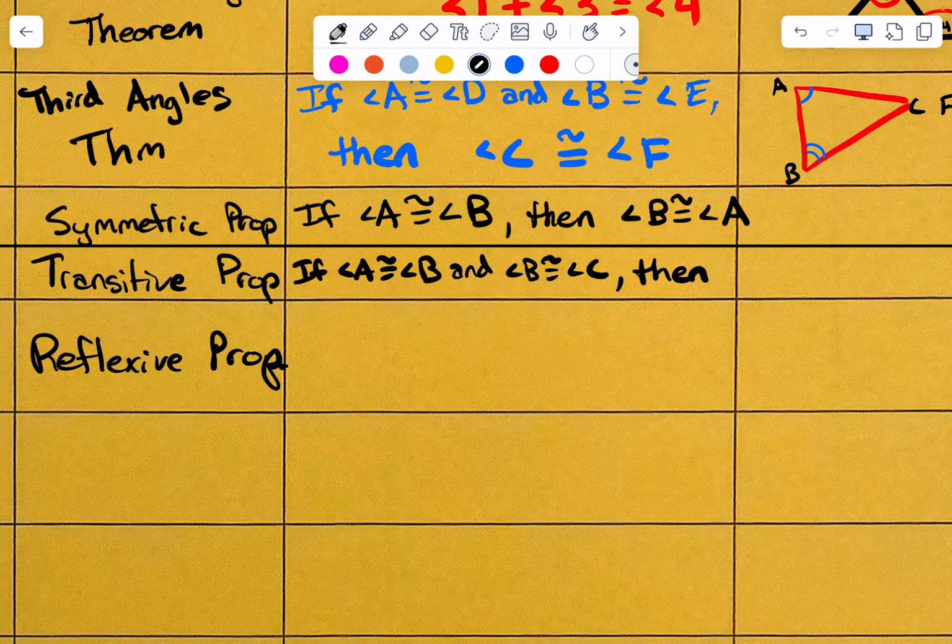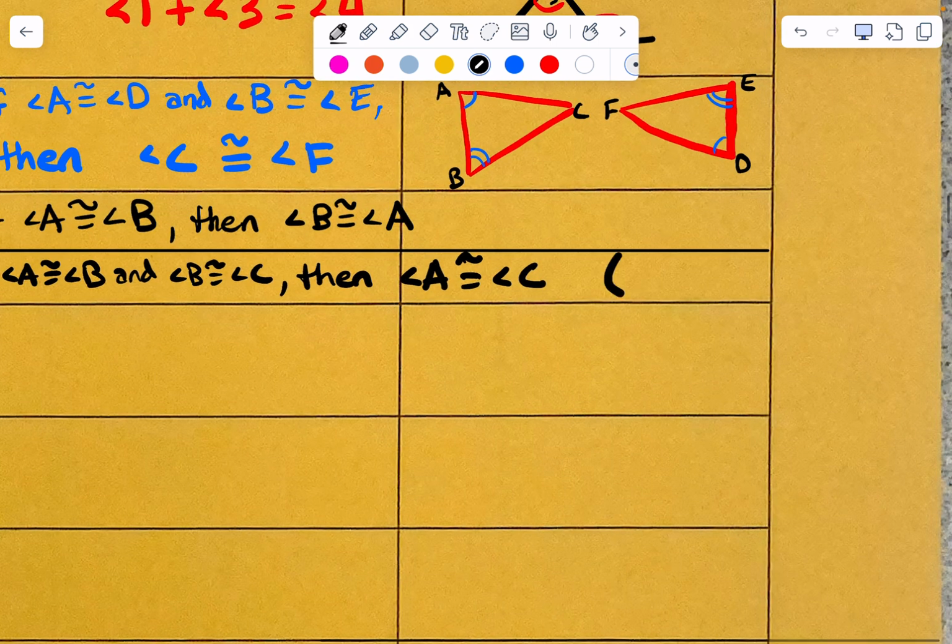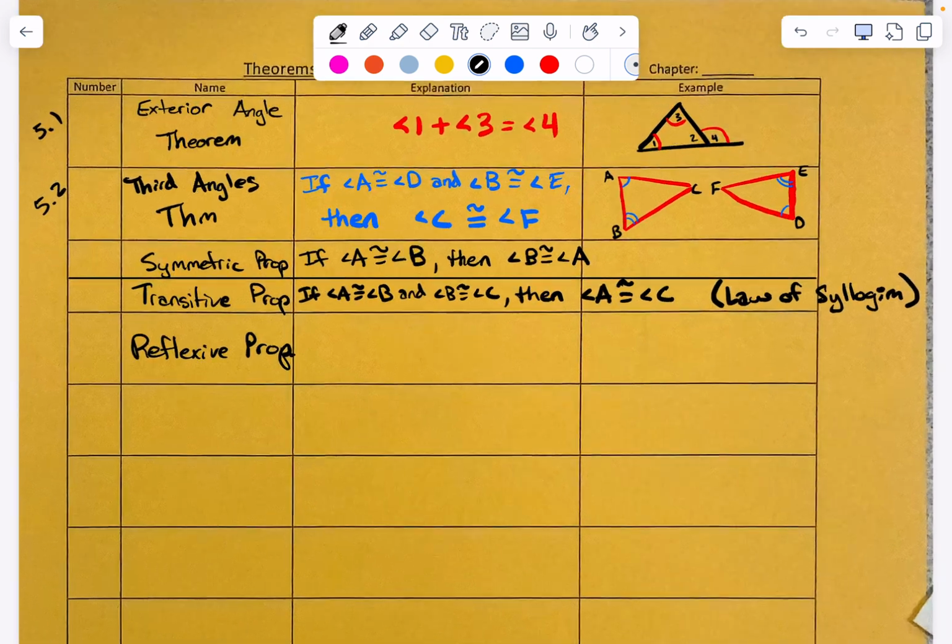If angle A is congruent to angle B and angle B is congruent to angle C, then angle A is congruent to angle C. Then we skip over B, right? Like with Trevin, Owen, and Wyatt: if Trevin is younger than Owen and Owen is younger than Wyatt, then Trevin is younger than Wyatt, because we skip over Owen. So that's the transitive property, also called the law of syllogism.